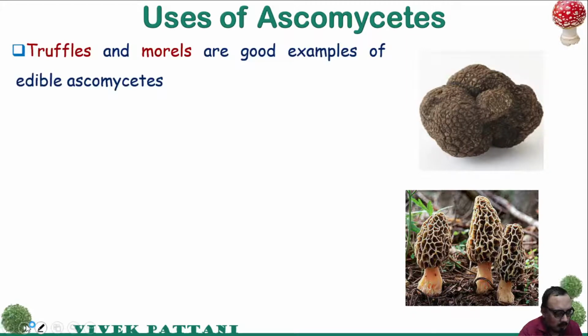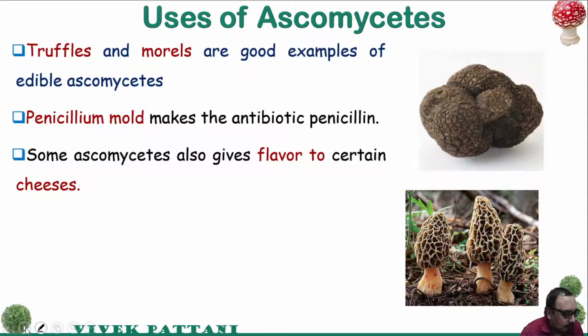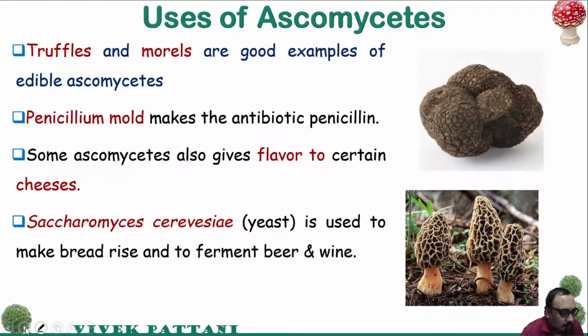And what are the uses of ascomycetes? Truffles and morels are good examples of edible ascomycetes, and Penicillium mold makes an antibiotic, penicillin. Some ascomycetes also give flavors to certain cheeses, like Penicillium roqueforti, which gives blue coloration and a flavor also. And Saccharomyces cerevisiae is used in making bread and wine.